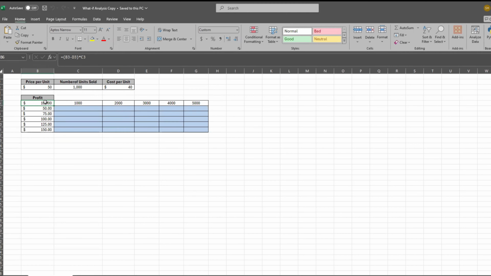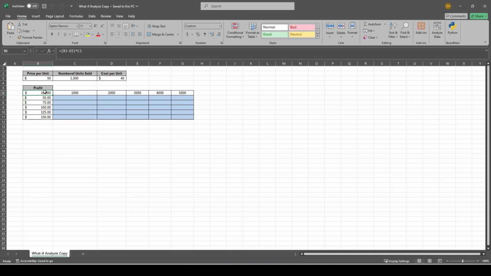That is the formula. So we are going to use a what-if analysis data table to figure out the result for each combination. For example, if it is 1,000 units sold and $50, here you will see a profit of $10,000. What will be the result if it's 2,000 units sold and $50 of price? What will be the profit if it is 4,000 units and $75 of price per unit? So we will figure out all the results of the combinations.